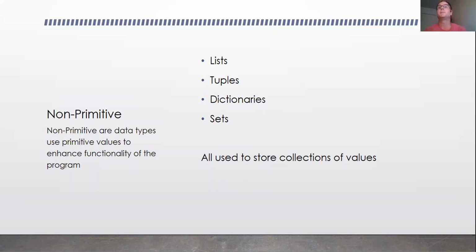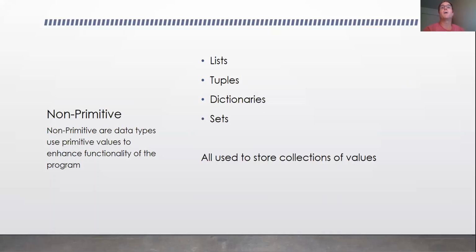Non-primitive are data types that use primitive values to enhance the functionality of the program. There are lists, tuples, dictionaries, and sets that are non-primitive data types, and they are all used to store a collection of values. In the example we will have with the medical record, the state will be a list since we are able to provide the 50 states in advance, which the patient can be from.